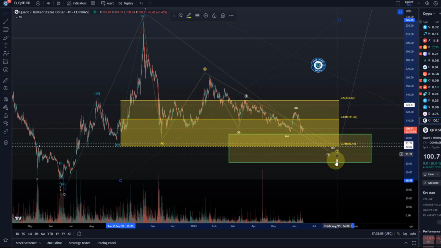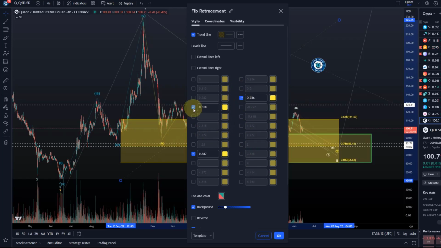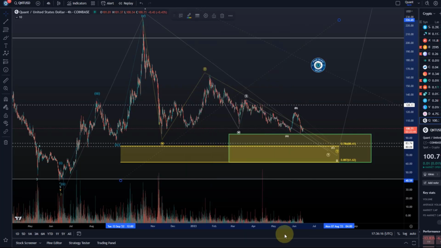Now what happens if we break below $80? Well, that's why we've got that larger box there. Maybe I'll take that out and replace it with a fib level so that we can see the prices. We've got the 88.7 fib level at $61, okay? You know what I'm going to do? I'm going to add in at least the yellow fib levels here so that the prices can be seen for support.